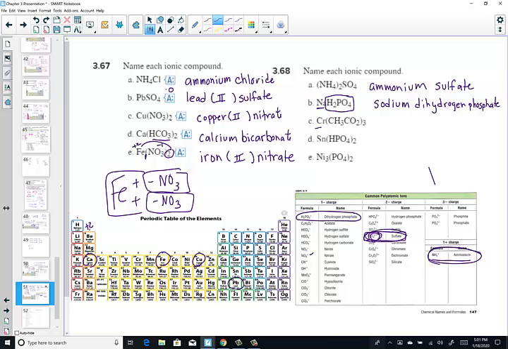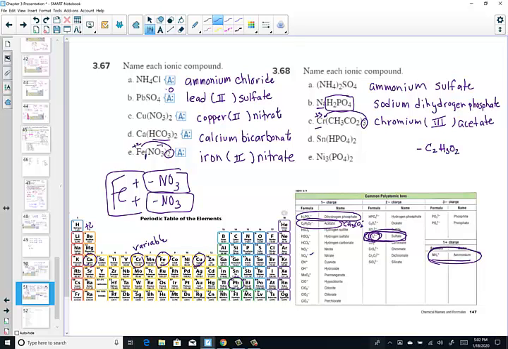Element Cr represents chromium. Remember, that's a variable charge. So we do need a Roman numeral for chromium. I'm going to put a parenthesis and leave some space. Chromium. And then CH3CO2 negative. We called that acetate. Remember that you can write that CH3CO2 negative as well. So that's acetate. The 3 outside the acetate told me chromium was a +3. So 1, 2, 3.